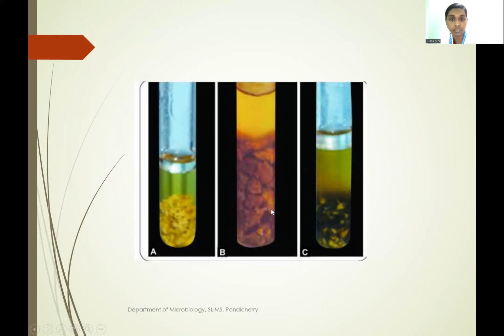You can see there is a change in color of the meat particles. Here it is pink, so it is a saccharolytic organism. Also the medium has turned turbid, indicating growth. And the meat has turned black here, so it is a proteolytic organism, and there is turbidity in the media, indicating that there is growth.